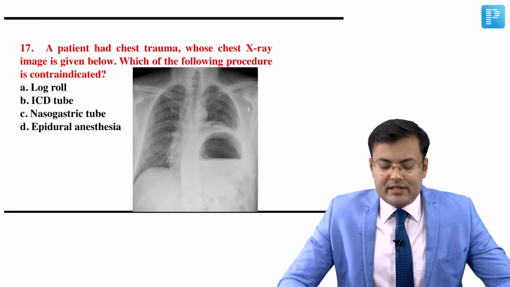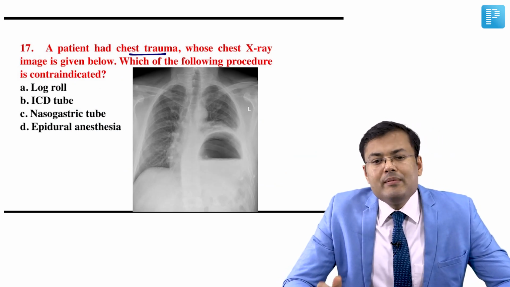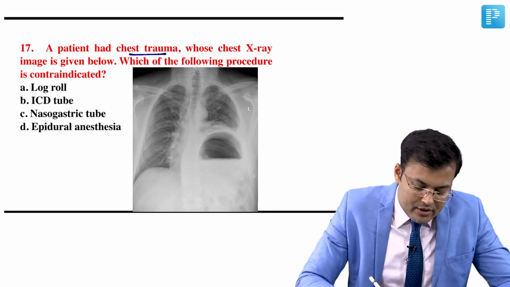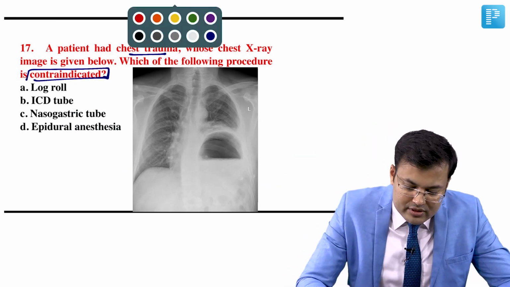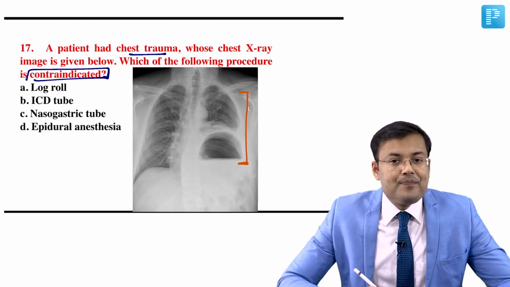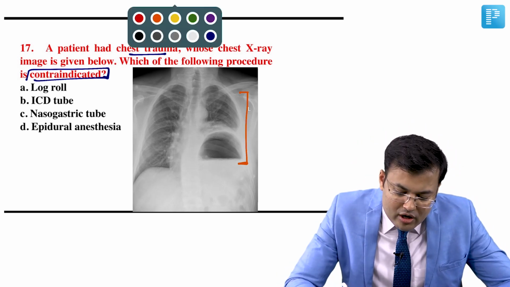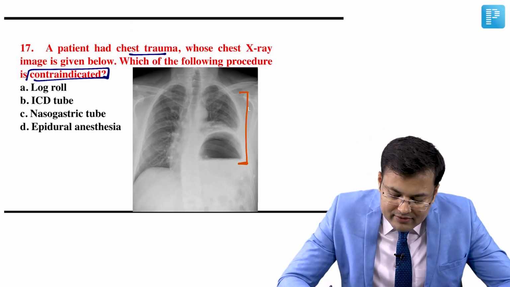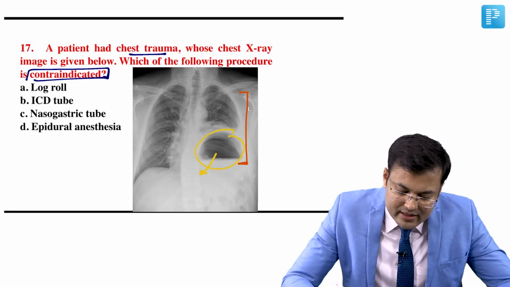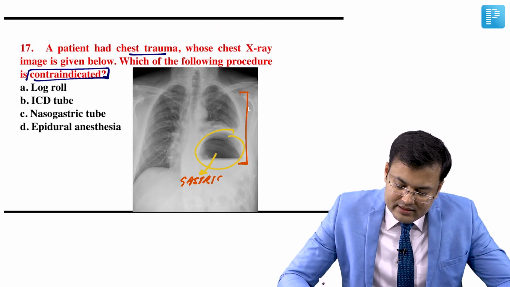See question number 17. A patient had chest trauma, whose chest X-ray image is given below. Which of the following procedures is contraindicated? Tell me, what are the findings of this chest X-ray? On the left side, in the lower half of the left hemithorax, there is a large gastric air bubble.